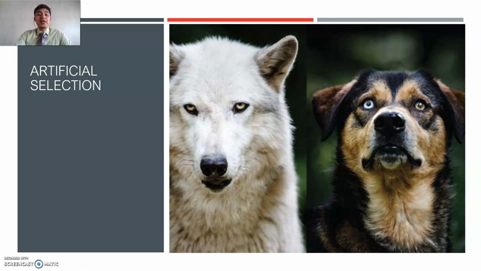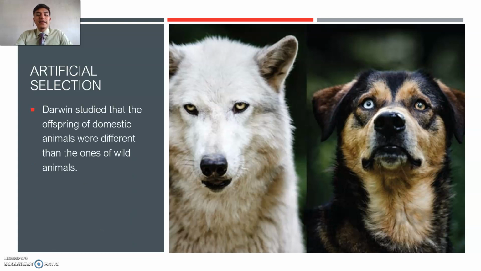By artificial selection, this is not something that only happened in nature, but humans started selecting the organisms that they liked the most. And that's the way they changed the organisms. And this is something that also called Darwin's attention.